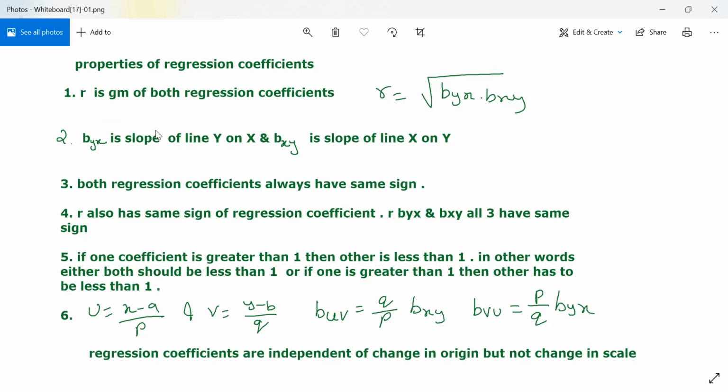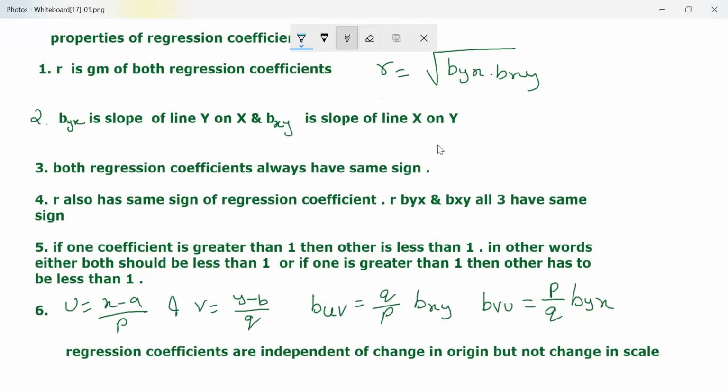Byx is the slope of the line y on x, and 1 upon bxy is the slope of the line x on y. This is not written properly here. It is 1 upon bxy that is the slope of the line of x on y. Both regression coefficients always have the same sign. That is, either both are positive or both are negative. But one positive and one negative will never do.